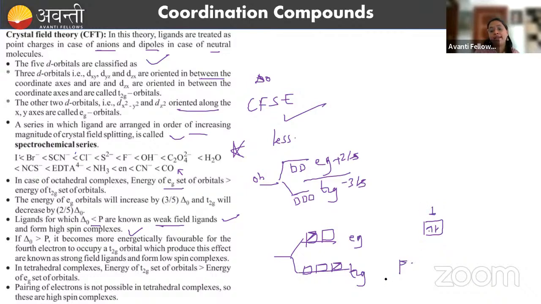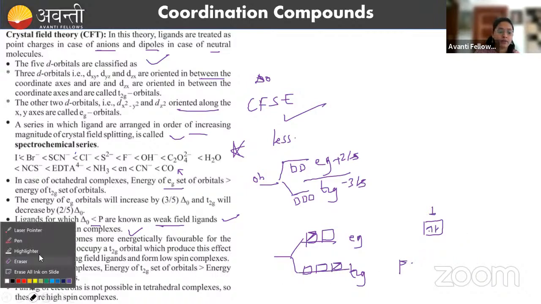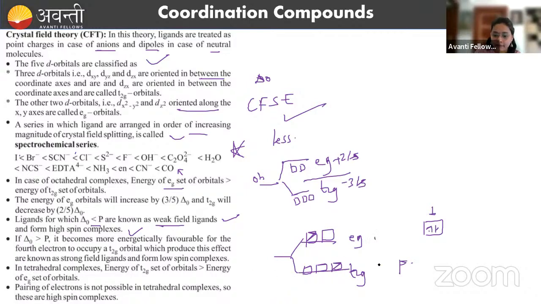Okay, so if that pairing energy is less, then and then only the pairing will take place. If that energy is higher, then what will happen? The pairing will not take place. But with respect to what? With respect to what it will be less, and with respect to what it will be more. So with respect to this gap, that is known as delta naught. That is CFSE, crystal field splitting energy. If crystal field splitting energy is more than pairing energy, then and then only pairing is going to take place.